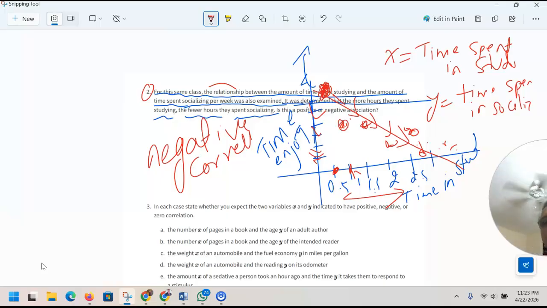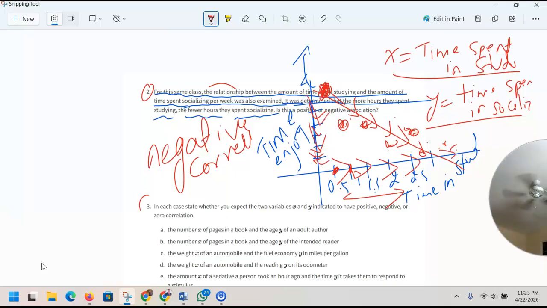They didn't give us any example whether it is strong or weak. That's not an issue. The issue is there is a correlation which is negative. If one increases, the other one decreases. Let's go to the next question.